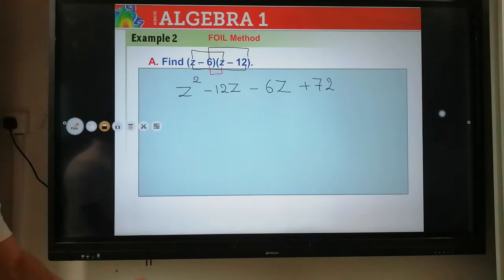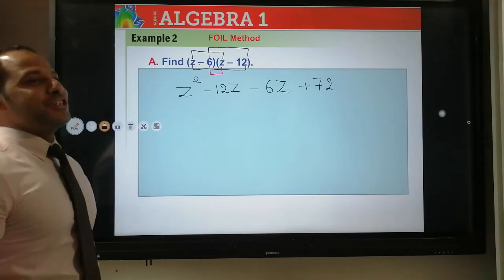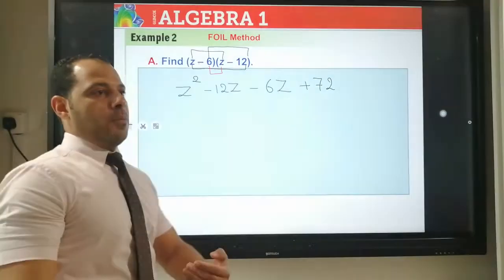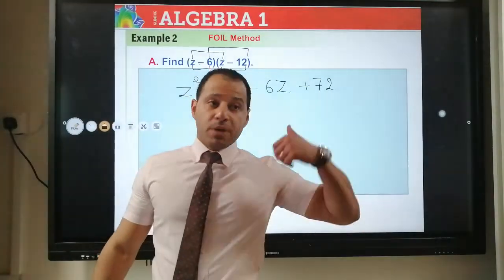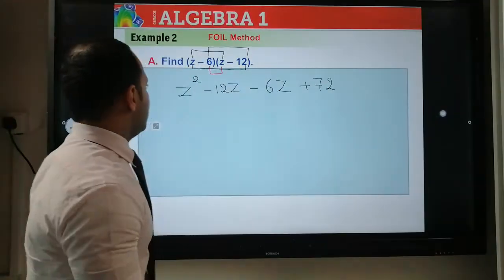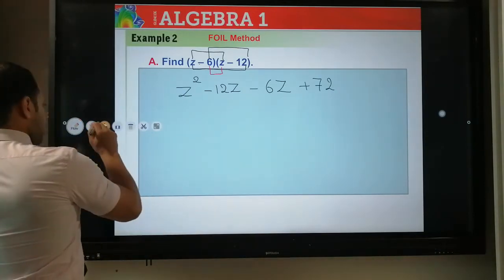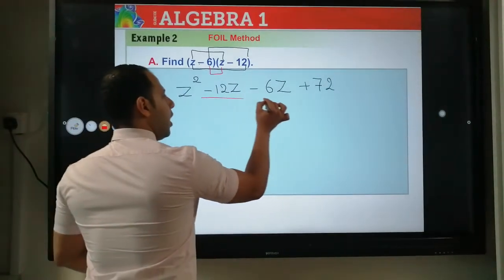Now, we don't finish yet. We need the simplest form. We need to simplify the result. How can we simplify the result? The like terms here.